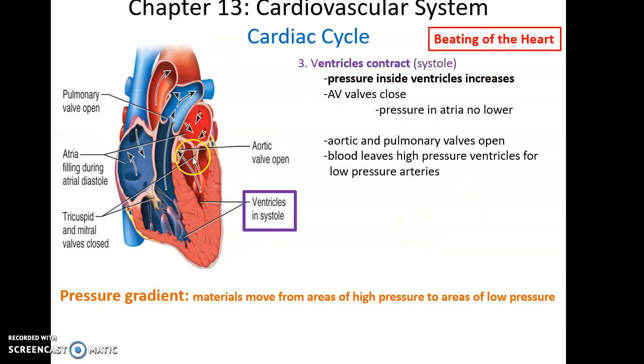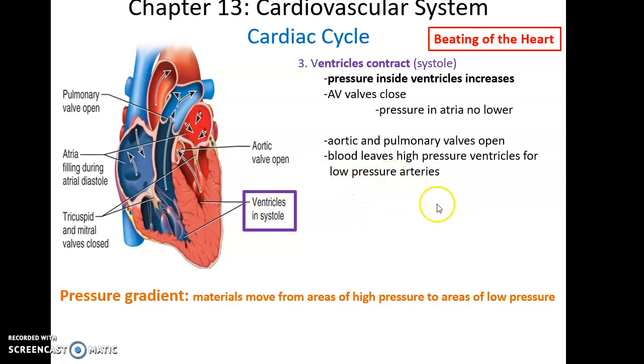Then the ventricles will contract. So as the ventricles contract, this dramatically increases the pressure within the right and left ventricles. At the same time, the atrioventricular valves are going to close. So the tricuspid valve and the bicuspid valve both close, preventing blood from going into the atria.